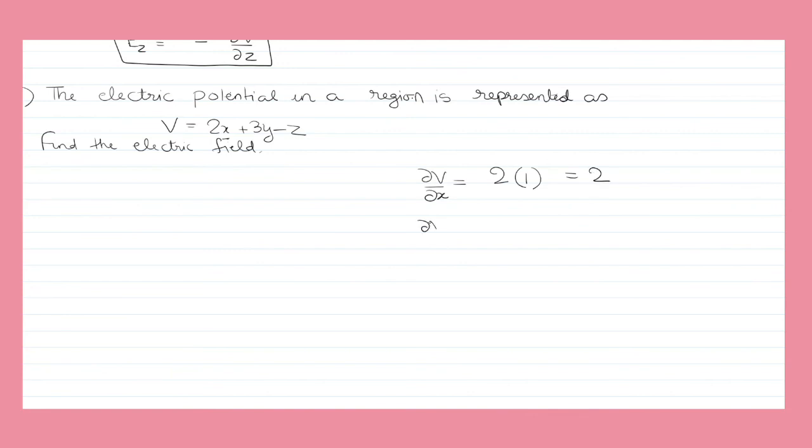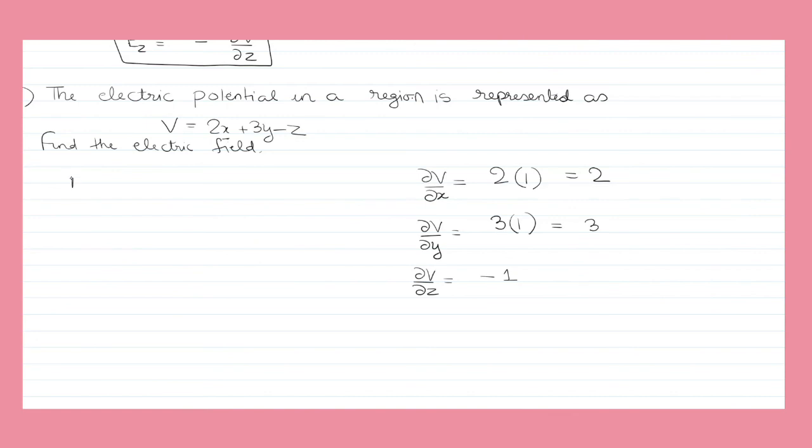In the similar manner, if I do dV upon dy, this 2x I will take as constant, and for 3y I will write 3, and differentiation of y will be 1, and z is also treated as a constant, so it will be 0. Now del V upon del z: 2x will be treated as a constant, 3y will also be treated as a constant, and for this z, differentiation of z will be 1, so we will have minus 1.